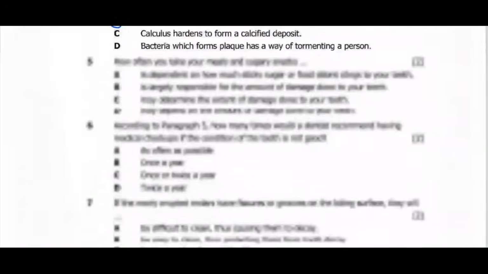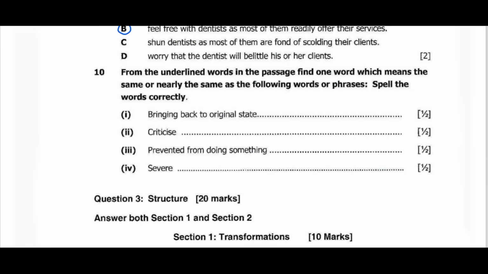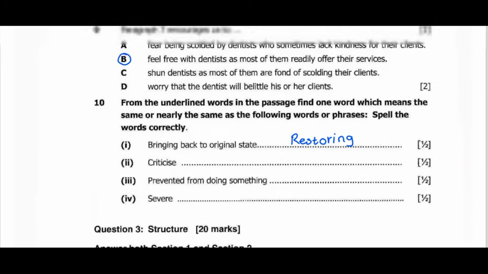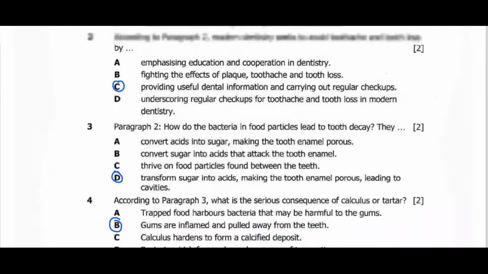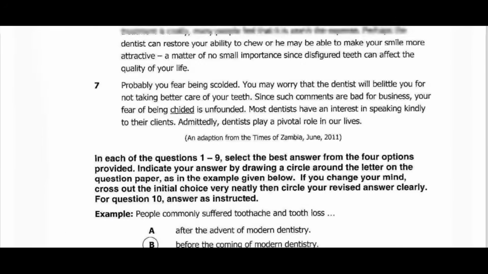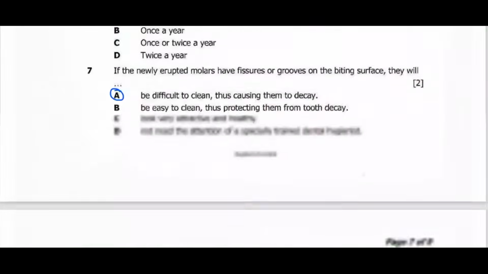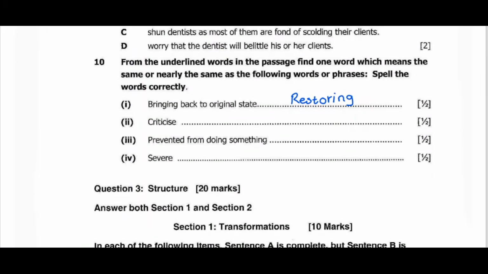So let's go back there. Bringing back to original state, so this is to restore, restoring. Then criticize, since we know that to criticize is chided. You're afraid of being criticized. So, chided. Prevented from doing something. So, we've looked at that.